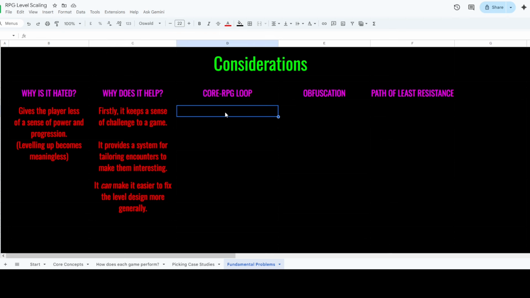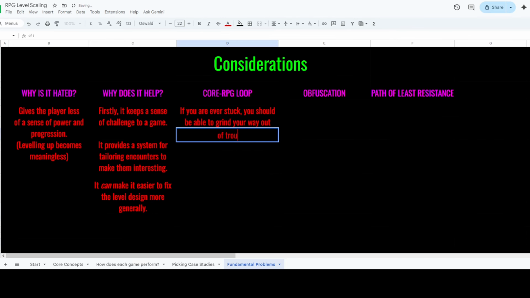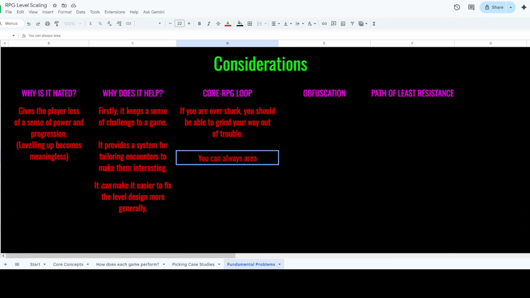The core RPG loop, we talked about it earlier. Let's remind ourselves. If you are ever stuck, you should be able to grind your way out of trouble. It's just the most basic piece of it, so you can always area scale if you can do this.